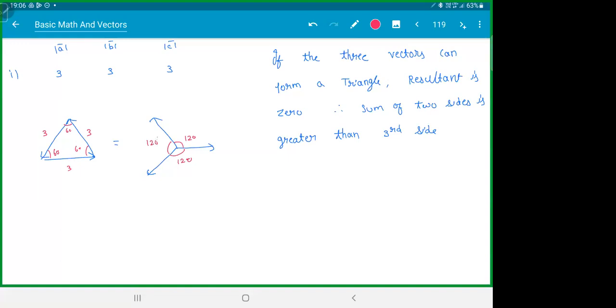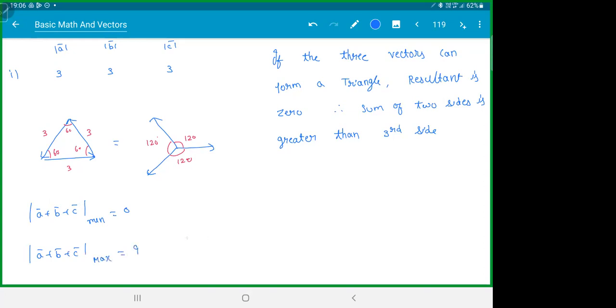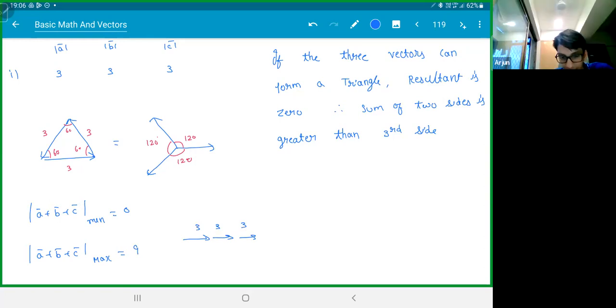I hope that was clear. The 3 sides will form an equilateral triangle, but the angle between them is 120 when you join them tail to tail. So what is the minimum of A plus B plus C? The minimum value is 0, they can cancel out. What is the maximum? You have to add the magnitudes, 9. Just add all in the same direction. If all are in the same direction, you get maximum. Is this clear, everyone, what I'm asking you to do?